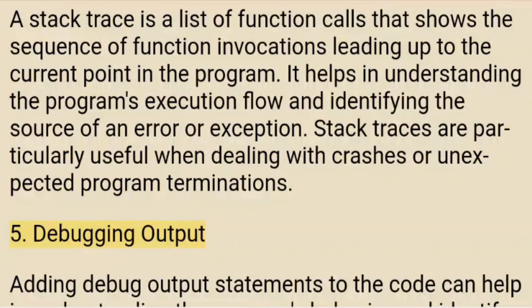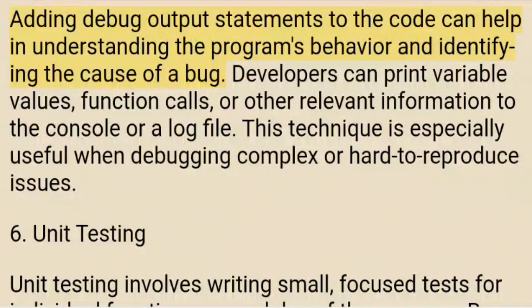5. Debugging output. Adding debug output statements to the code can help in understanding the program's behavior and identifying the cause of a bug. Developers can print variable values, function calls, or other relevant information to the console or a log file. This technique is especially useful when debugging complex or hard to reproduce issues.